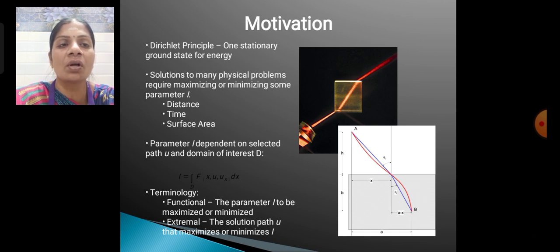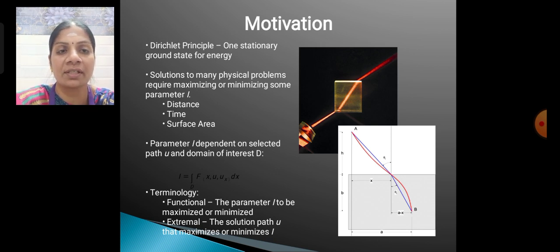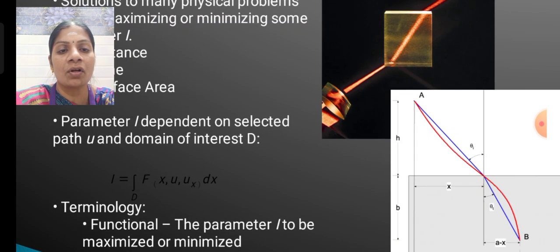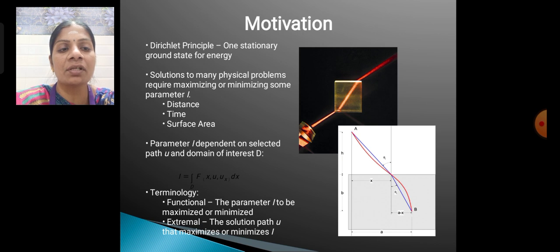Dirichlet principle: one stationary ground state for energy. Solutions to many physical problems require maximizing or minimizing some parameter L, for example distance, time and surface area. Parameter L is dependent on the selected path u and the domain of interest D. Terminology. Functional: the parameter L to be maximized or minimized. Second, extremal means the solution path u that maximizes or minimizes L.